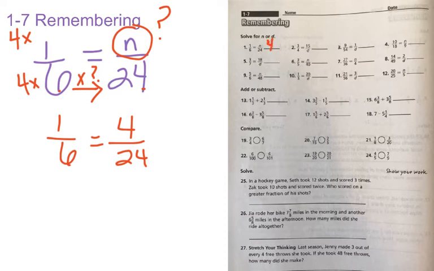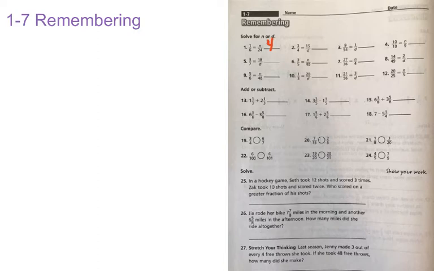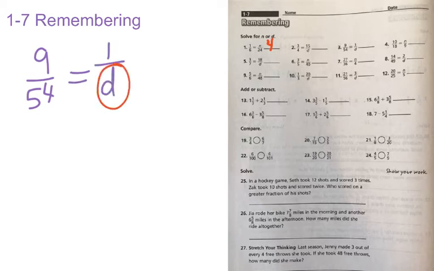Let's do a couple more for practice. We're going to look at number 3 because this one has a divisor, because we're going from a larger to a smaller number. So we have 9/54 is equal to 1/d, and we have to figure out what d is. Well, if we go from 9 to 1, we know that we're dividing by a number because it's smaller. So 9 divided by what number is equal to 1? Well, 9 divided by 9 is equal to 1. So we know that we're dividing by 9.